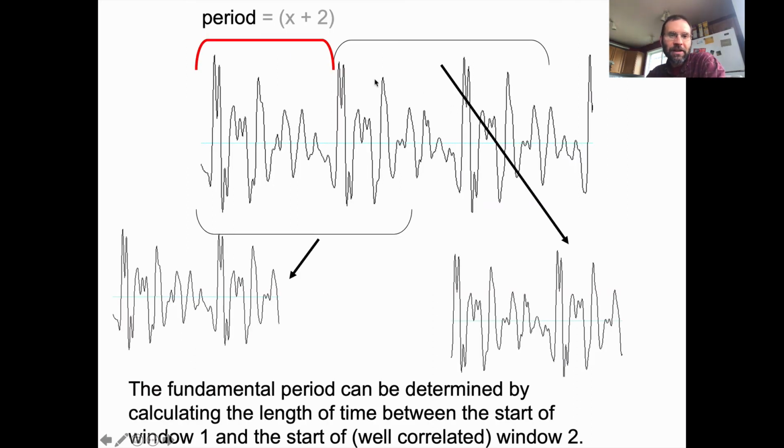So if that's our best match, if that calculation gives us our highest value for R, then the computer says, well, my period is X, whatever that is, plus 2 samples, and it's this amount of time. And based on that period, I can figure out what the fundamental frequency is by just taking the inverse of that, like that.